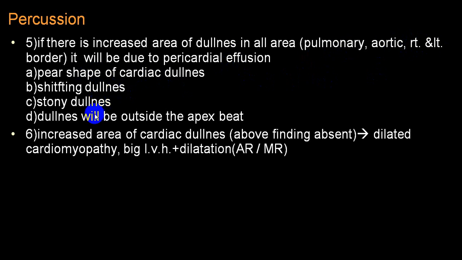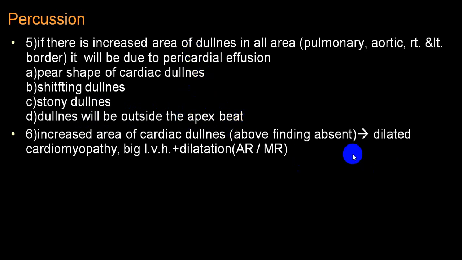And if you can demonstrate the apical impulse, you will also be able to demonstrate dullness outside the apical impulse. This is rather very difficult because the apical impulse is usually not palpable. So if you get all these findings, it is in favor of pericardial effusion.